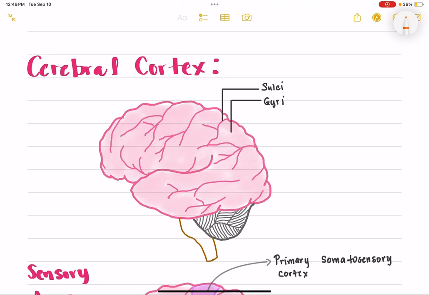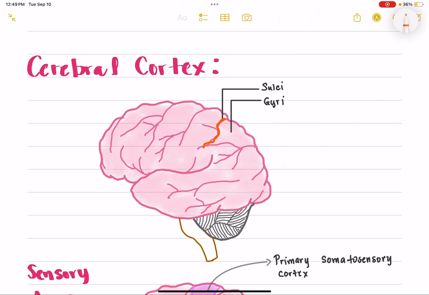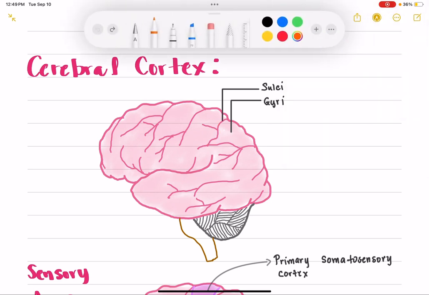The sulci are the grooves of our brain, and the gyri are the ridges.